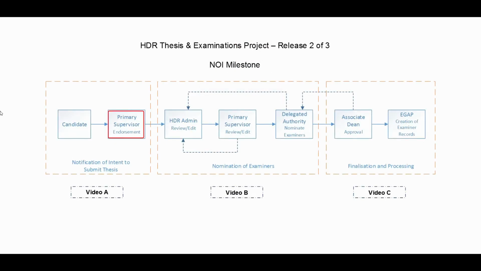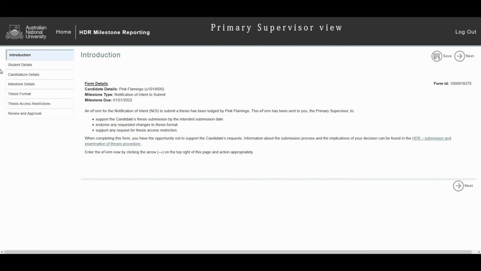The next section of this video focuses on the review and endorsement state from the point of view of the candidate's primary supervisor. The first few pages seen in the primary supervisor state are almost identical to that shown to the candidate. The introduction page gives an overview of the milestone and the notification of intent to submit process.